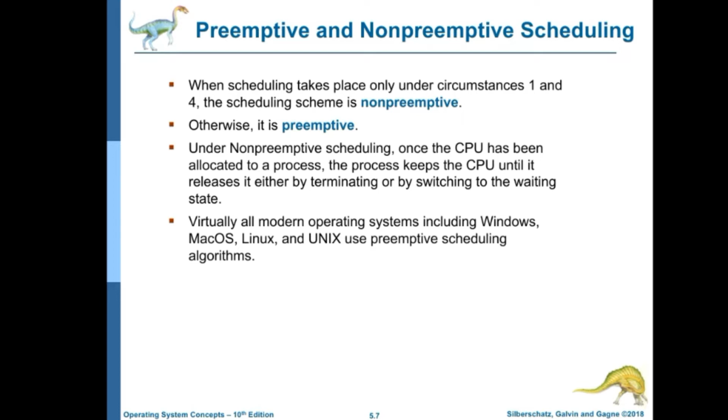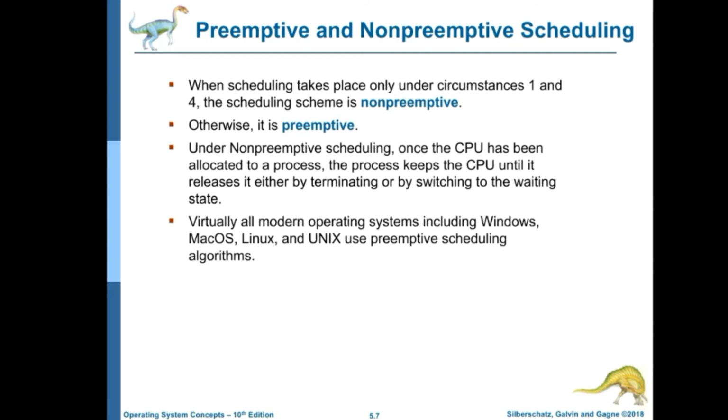There are two kinds of scheduling methods, the preemptive and non-preemptive scheduling. When scheduling takes place only under circumstances 1 and 4, the scheduling scheme is non-preemptive. So only conditions 1 and 4 apply to non-preemptive. Otherwise, it is preemptive. Under non-preemptive scheduling, once the CPU has been allocated to a process, the process keeps the CPU until it releases it, either by terminating or by switching to the waiting state.